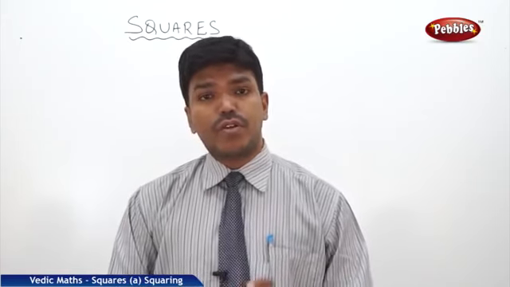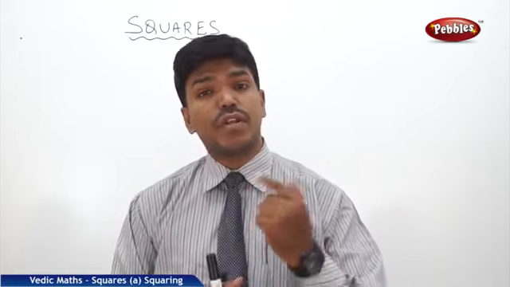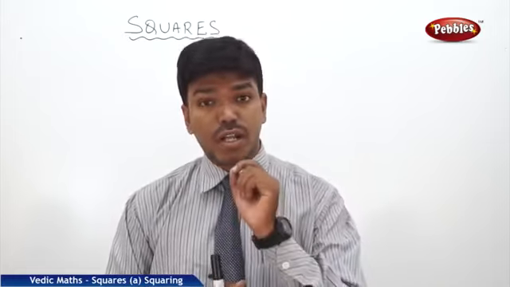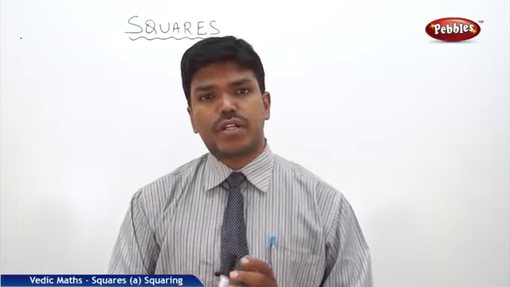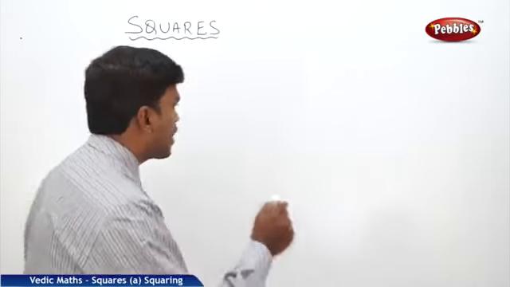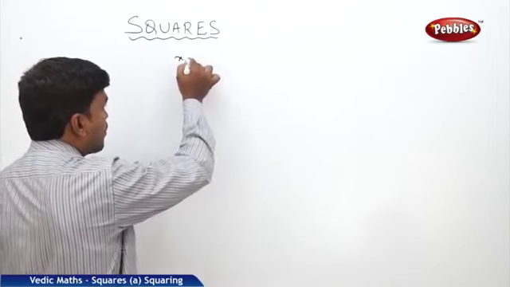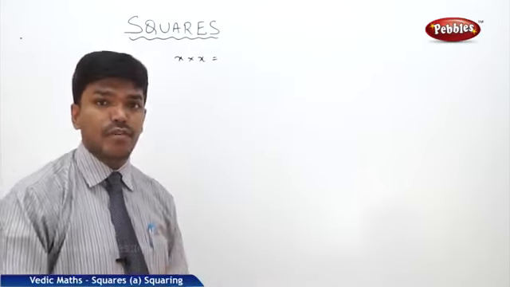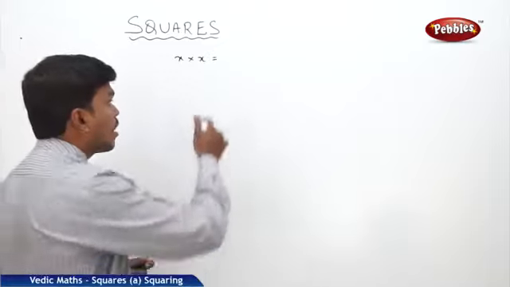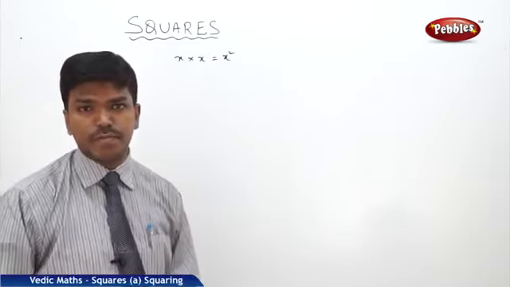So before that, I want to ask you one thing. What do you mean by a square? What do you mean by a square of a number? I'm not saying about the geometrical square. I am speaking about the square of a number. What is a square of a number? Suppose you take some number x. If you multiply a number by itself, the product which is coming is nothing but the square of the number.